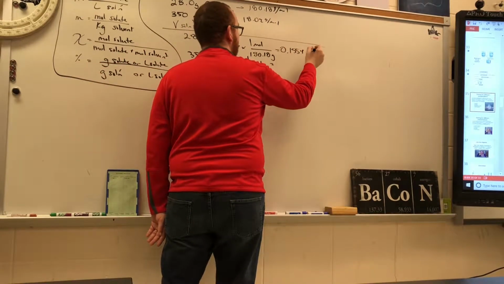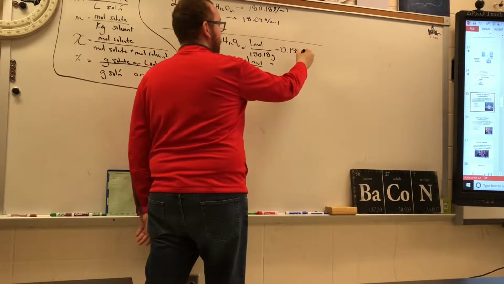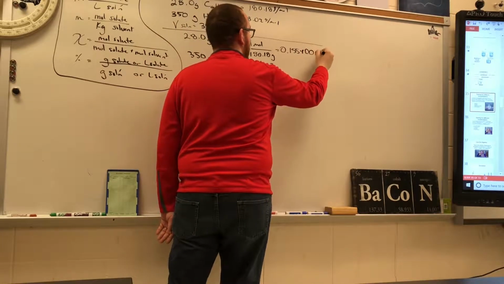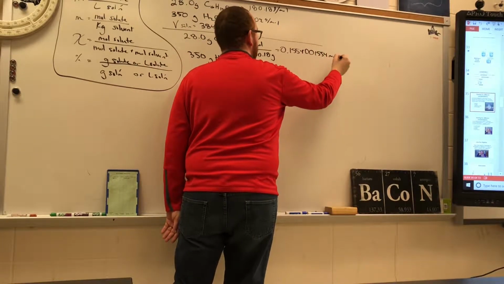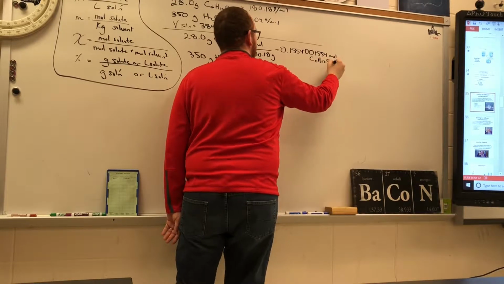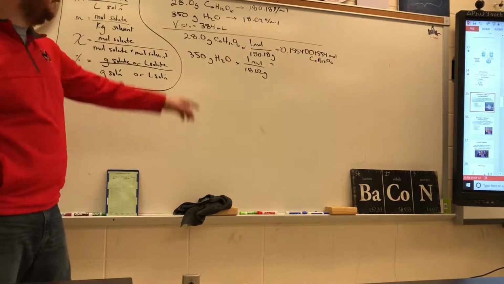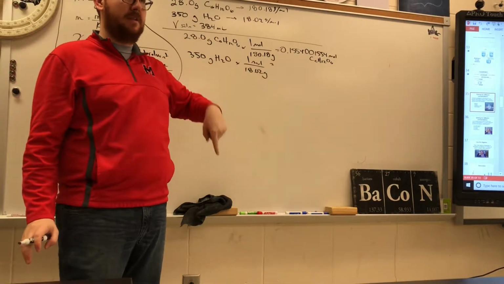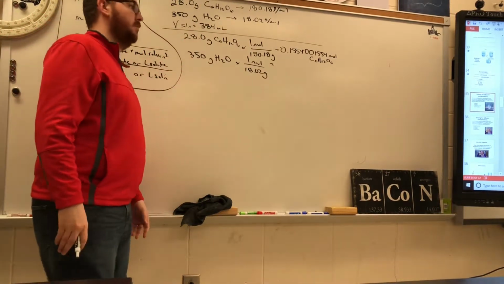Don't round. 0.1554. We do not want to round here, because if we round here, it could actually mess up things later on. So that's our moles. You see how I'm labeling with the unit and the compound? You should do that. Okay, do the water now.